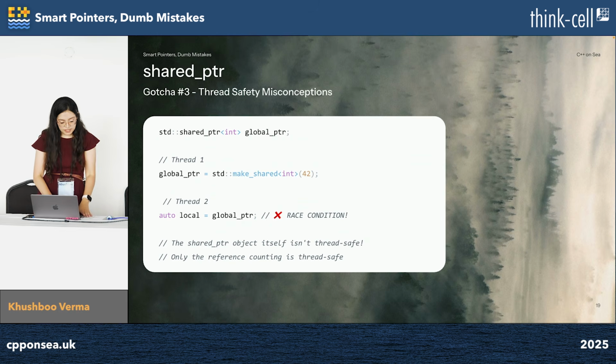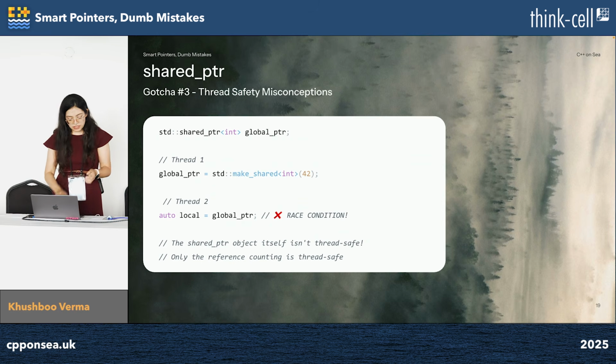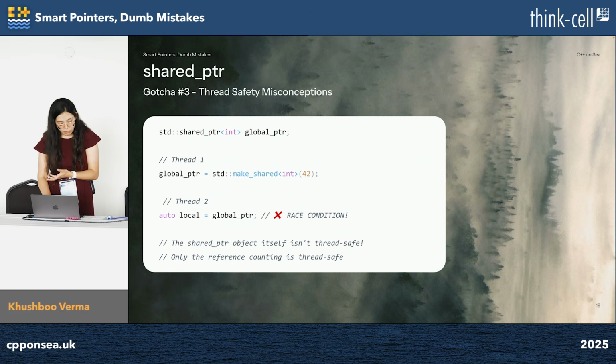Just to give an example of what could go wrong in a production system: I'm creating a shared pointer, which in my case is called global pointer. The first thread is referring to the shared pointer by using make shared, and it is referring to a position. But then I also create another thread, where I do auto local equals global pointer. In this case, it's going to have a race condition. So the shared pointer itself is not thread safe, and only the reference counting is thread safe. Please make sure that you're handling it properly with locks and mutexes wherever applicable.